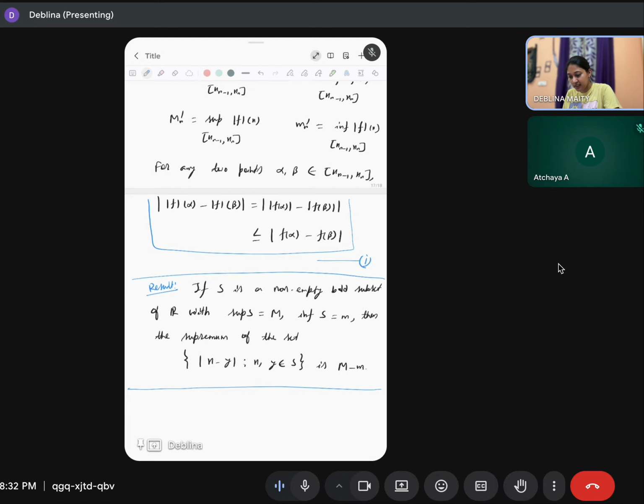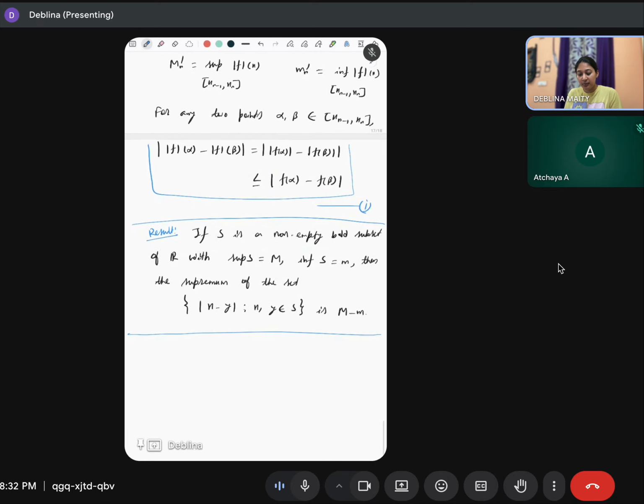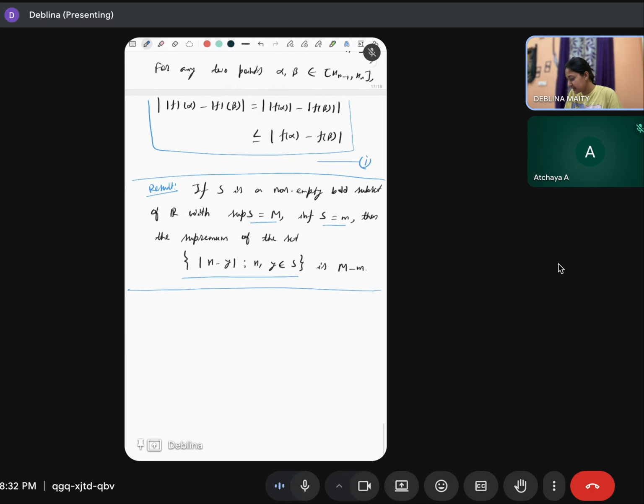So this result says, if S is a non-empty bounded subset of R, where the supremum and infimum are M and small m, then the supremum of the set mod of x minus y, where x and y vary in S, is capital M minus small m. So we are going to use this result.